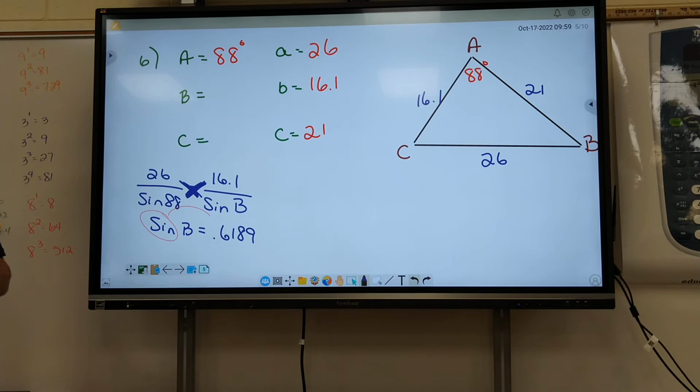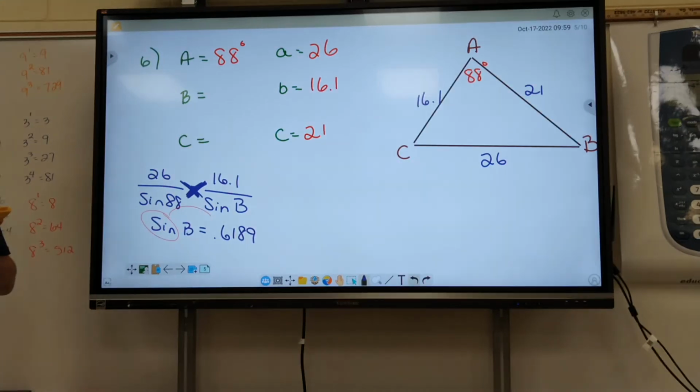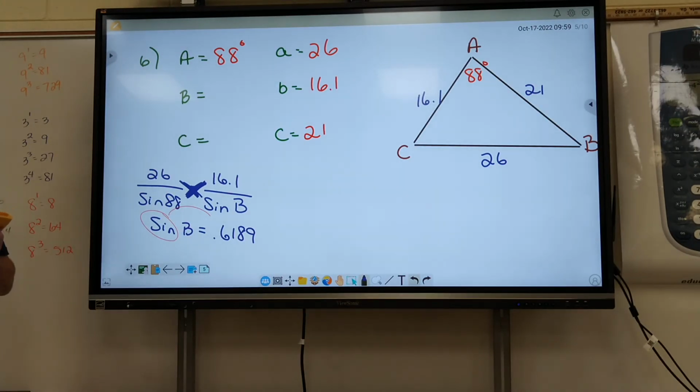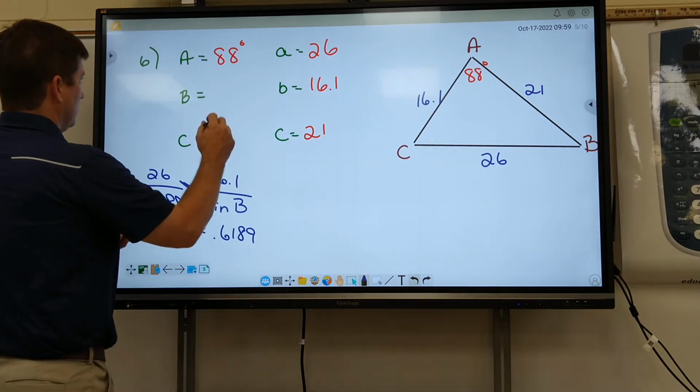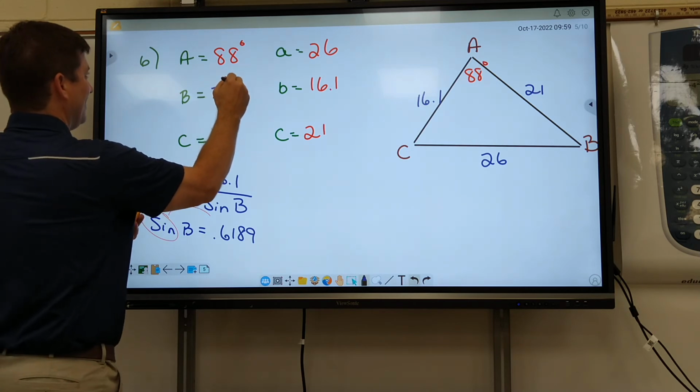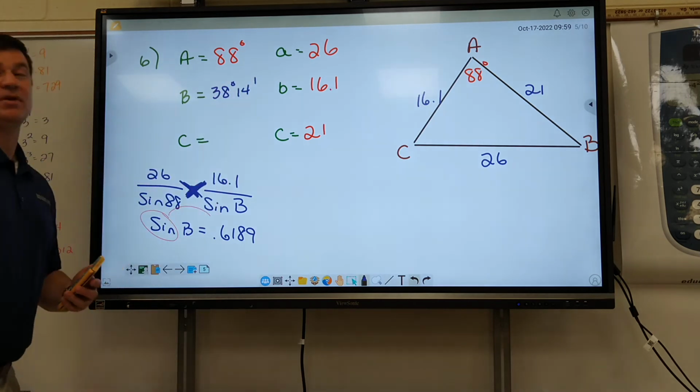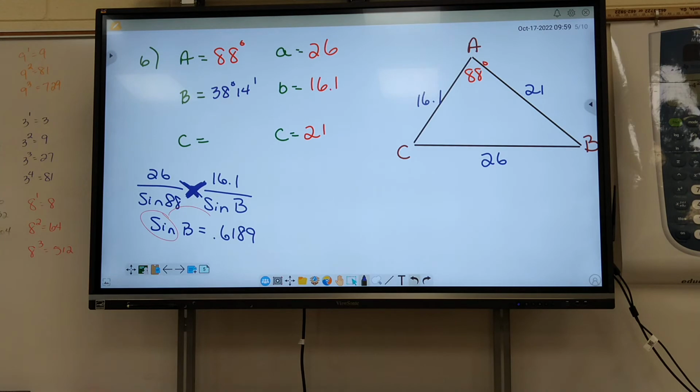All right, so sine -1 of 0.6189 gave me a decimal, so do degrees and minutes. 38.14 is what I got. Is there a shortcut after getting that? No. This is the shortcut. Oh, yes, after that, there is a shortcut.